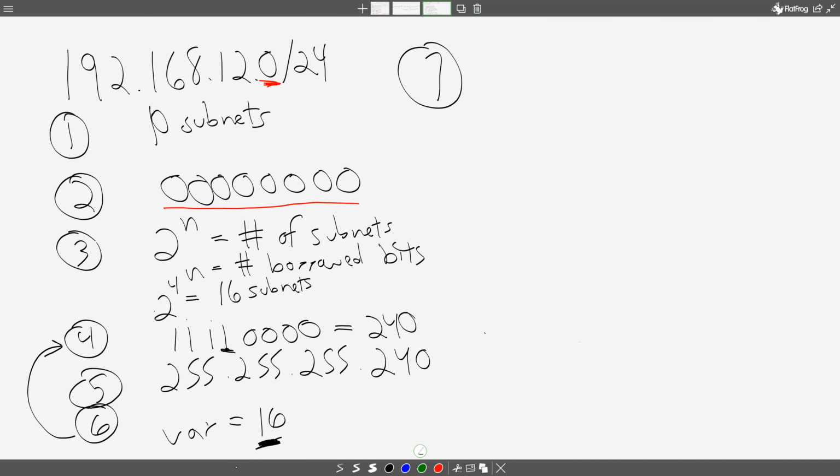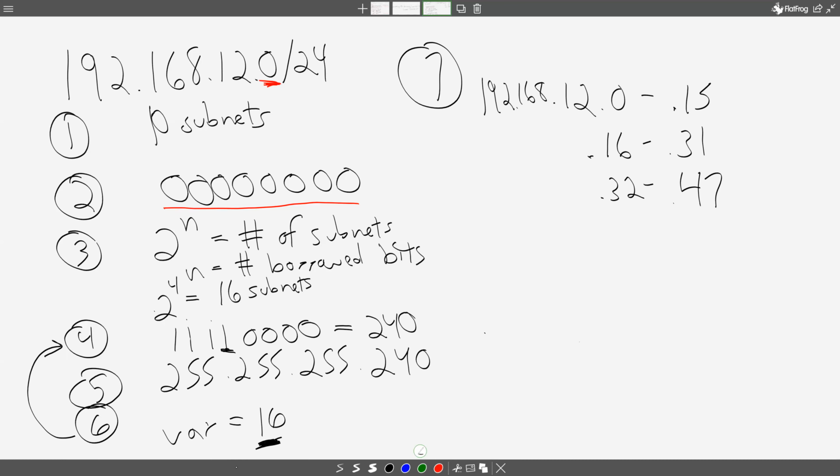This is the variable. You start with the major network number, 192.168.12.0. And by the way, I'm not going to rewrite 192.168.12 again because A, I'm lazy, B, it doesn't change. So in the fourth octet, it's .0 to .15, .16 to .31, .32 to .47.